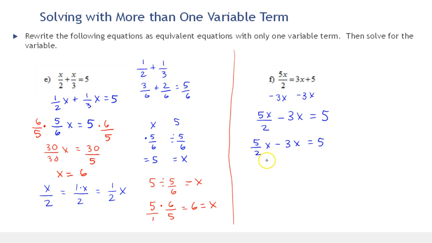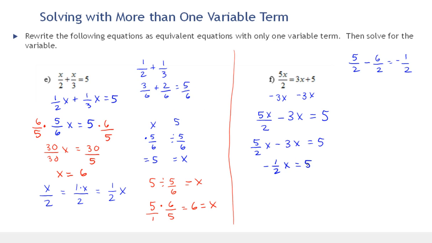Now I'm going to do this fraction subtraction up here. We want 5 halves minus 3. So here's 5 halves, and to write 3 with a denominator of 2, that would be 6 halves. 5 minus 6 is negative 1. So combining these like terms gives us negative 1/2 x equals 5.